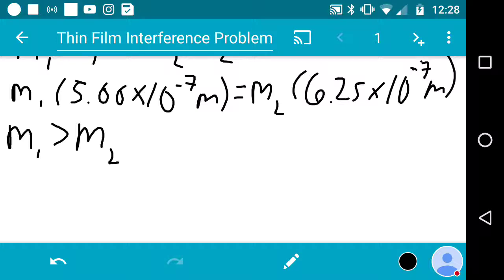And again, you don't necessarily have to observe this. You could guess and check, picking different m1 and m2 values, but if you make that observation, it might make things a little bit easier. So we're going to try m2 equals 4 and m1 equals 5. So this is our guess.